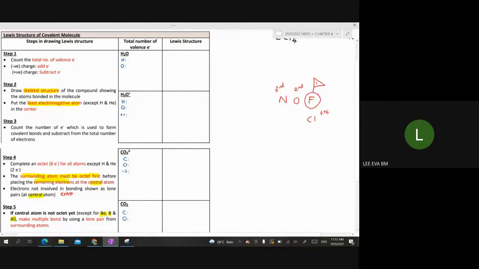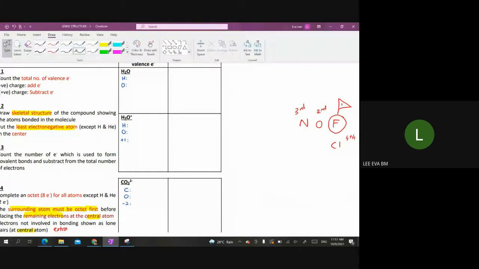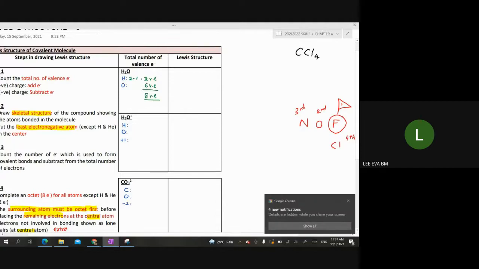So let's just start with H2O. Earlier I said I would show how to get the H2O that I drew just now. So hydrogen has 1 valence electron, but because there is H2, 2 times 1, we have 2 valence electrons. Oxygen, from your group 16, has 6 valence electrons. So in total over here we have 8 valence electrons. Everyone get it? That is your step number 1.